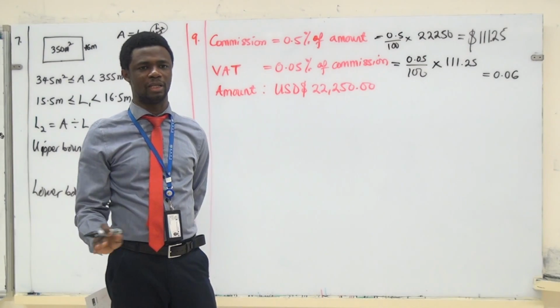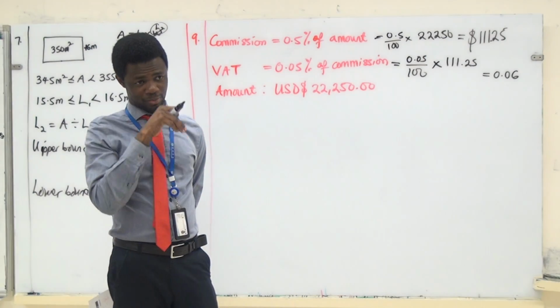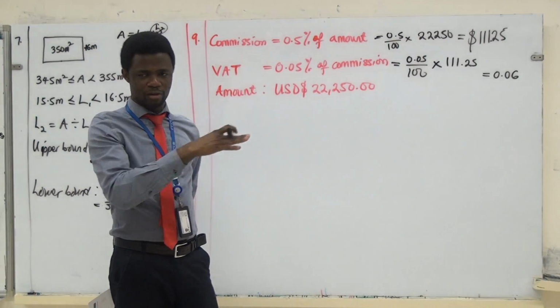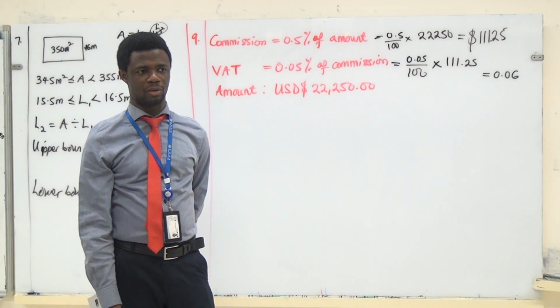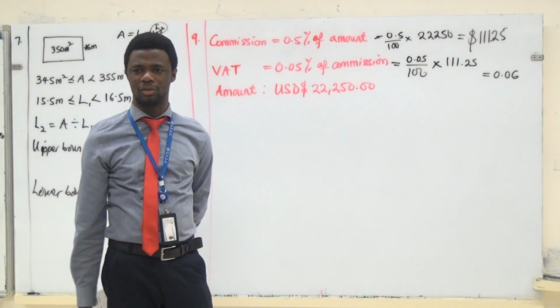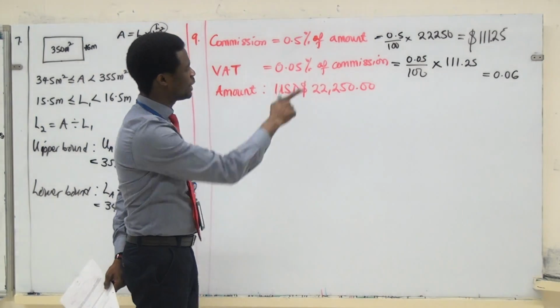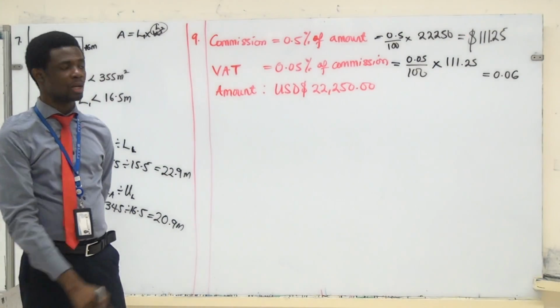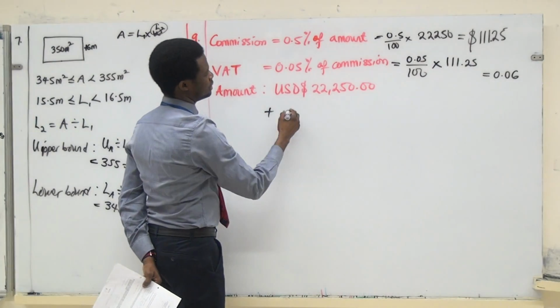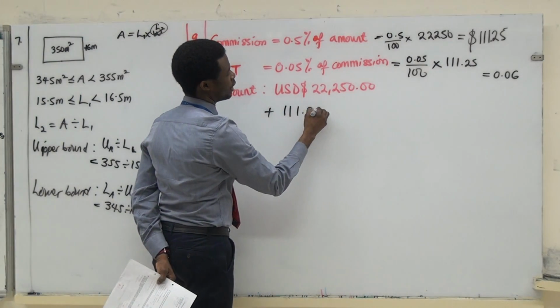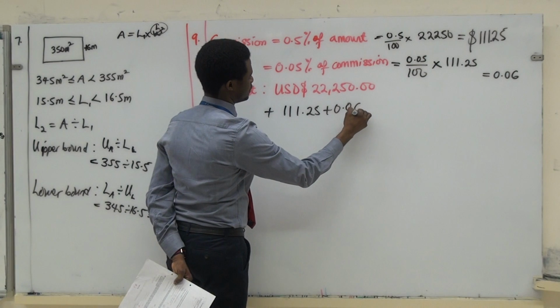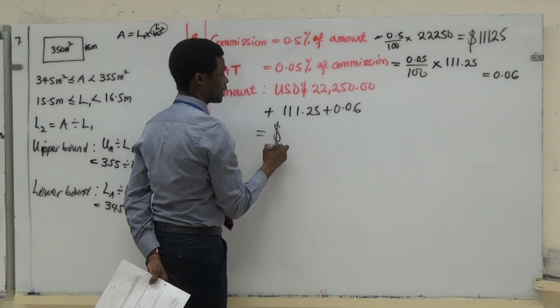Money is two decimal places. Angles, one decimal place. Every other length, three significant figures. So you don't put money in three significant figures. Does it make sense? So now what do I do with these two? Add it to this. So I add 111.25 and 0.06. And what do I get altogether?